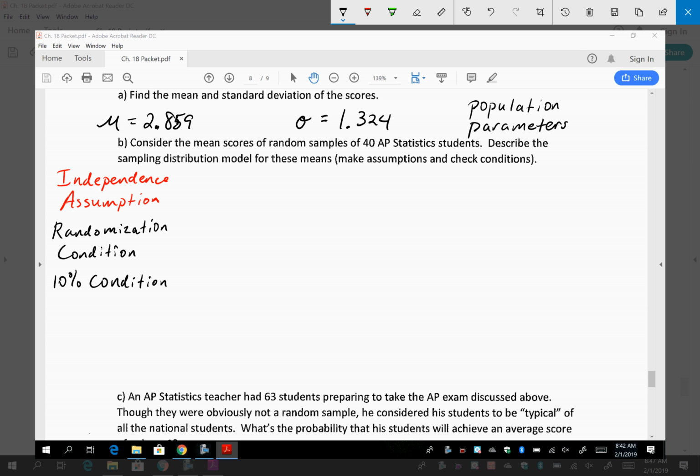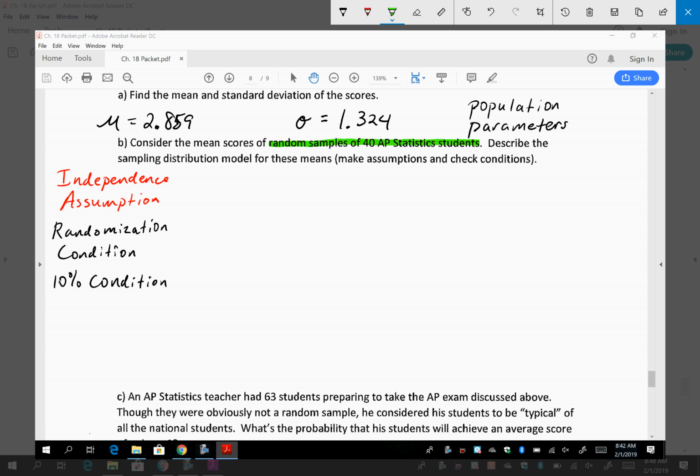All right. What about a sentence about randomization? Do you see anything in the problem that makes me feel like they randomly sampled? Not trying to trick you. It says, random samples of 40 students. So my sentence would say, we're taking random samples of 40 students. Or you can just write, random samples of 40 students. Good question. If it doesn't say random, then you're going to say, I'm assuming that they randomly sampled.